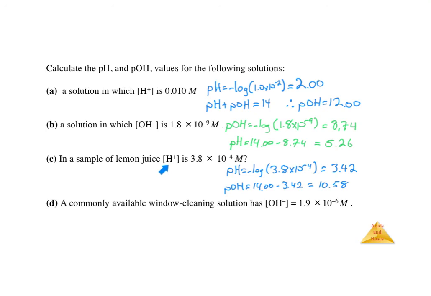Lemon juice, proton concentration of 3.8 times 10 to the minus 4. We can use that to find the pH, take the negative log. We get a pH of 3.42. Calculate the pOH, 14 minus 3.42, pOH of 10.58. And from your ammonia-based window cleaning solution, the hydroxide concentration is 1 times 10 to the minus 6. We can calculate the pOH by taking the negative log of the hydroxide concentration, get a pOH of 5.27. pH is equal to 14 minus the pOH. pH is equal to 8.22.